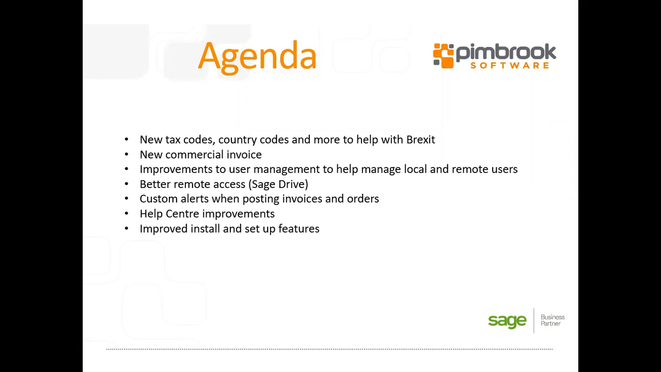This is going to be our agenda for today. We are purely looking at the new features in version 27.1. Some of the things you will find in this version are the new tax codes required for UK and Ireland, the country code, the new commercial invoice required when you are trading with the UK, improvement to the user management, the custom alerts, and the improvement to the Help Center.